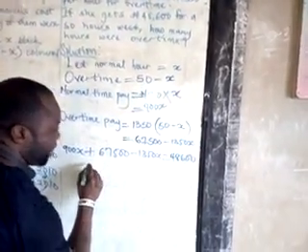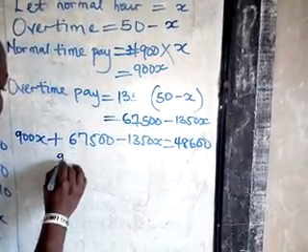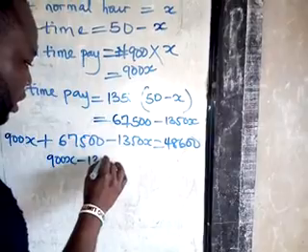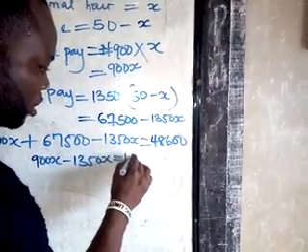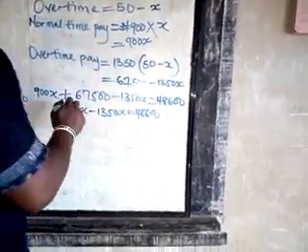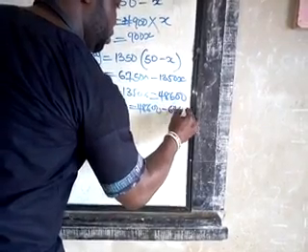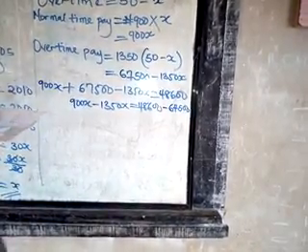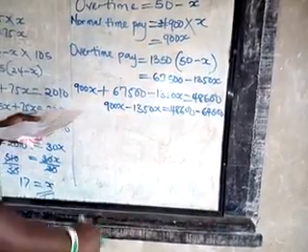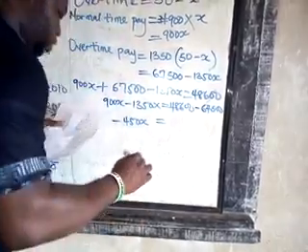So what do we have now? 900x minus 1,350x equals 48,600. Then this 67,500 will come here. This plus 67,500 now becomes minus 67,500. Are you getting it now? 900x minus 1,350x will now give you minus 450x equals what?